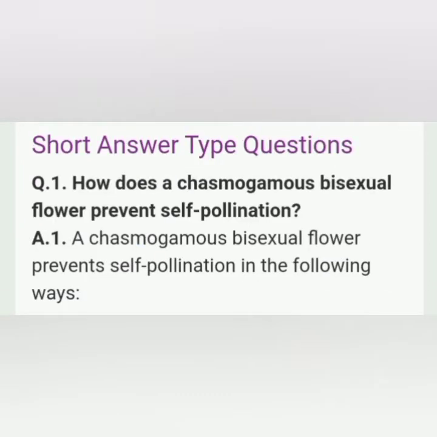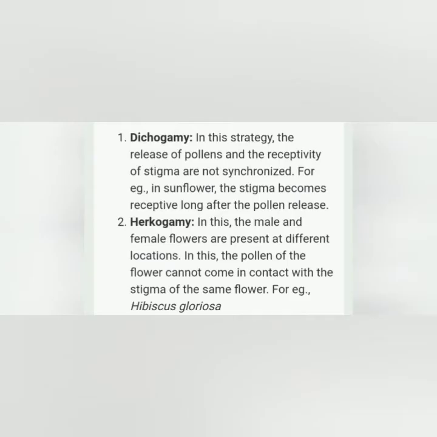Short answer type questions. 2 and 4 mark questions. Question. How does a chasmogamous bisexual flower prevent self-pollination? Answer. A chasmogamous bisexual flower prevents self-pollination in the following ways. 1. Dichogamy. In this strategy, the release of pollens and the receptivity of stigma are not synchronized. Example. In sunflower, the stigma becomes receptive long after the pollen release.